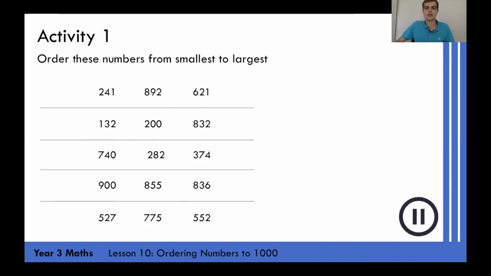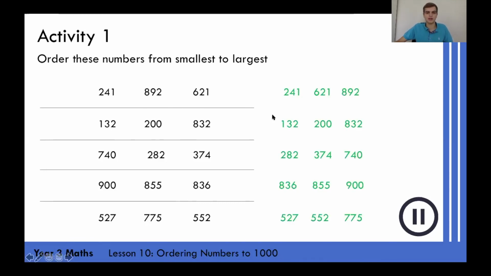Well done. Fantastic. Let's have a look through the answers together then. Here we go. So the first one, 241 is the smallest, 621, 892. Fantastic. Next one, 132, 200, 832. Those 3 were already in the right order, weren't they? Fantastic. Here, 282 is our smallest, then 374, then 740. Next one, 836, then 855, then 900. And last one, 527, 552 and 775. Fantastic. Well done if you managed to get any of those.